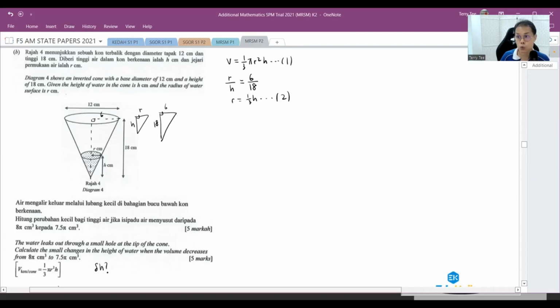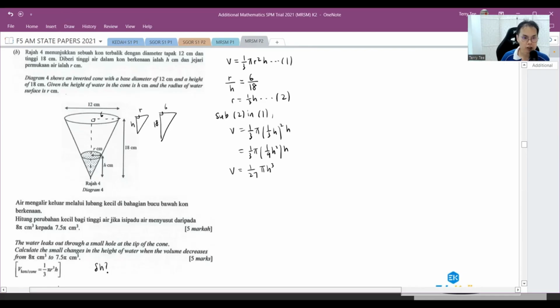So I need to get rid of r. We can do that by substituting equation 2 inside equation 1. The moment you sub in, your r is now 1 over 3h. You square it, you multiply by h. So let's expand this out. 1 over 3 squared, let me write slower, is 1 over 9. There's an h squared, you times with one more h. This will give us 1 over 27 pi h cubed. So here I got V in terms of h.